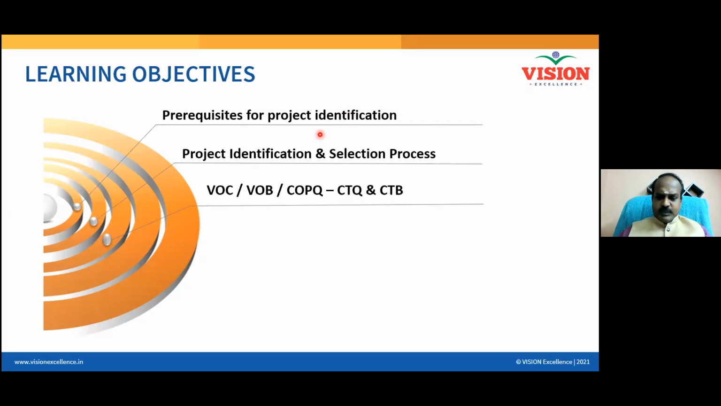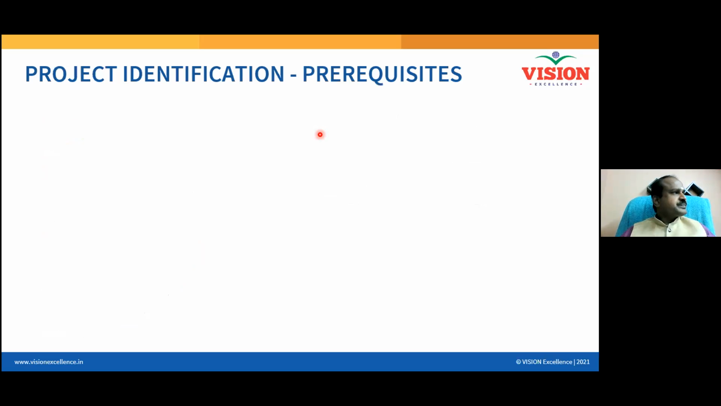And then tools like voice of customer, voice of business, cost of poor quality, we will understand. In the process, we will also be learning clearly about CTQ and CTB, critical to quality and critical to business. Critical to quality comes from voice of customer. Critical to business is derived from voice of business. We'll understand all these things, and also we will learn the project prioritization tool. All right.